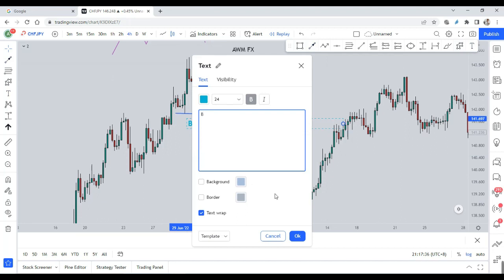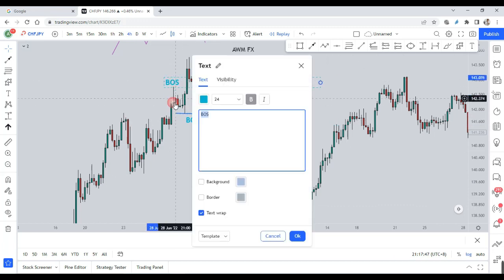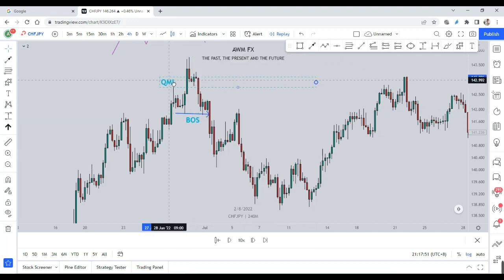Just a moment. So your break of structure is right there. And of course, once I have identified my break of structure, my QML, Quasimodo level, will be at this area, the tip of the candlestick right there.